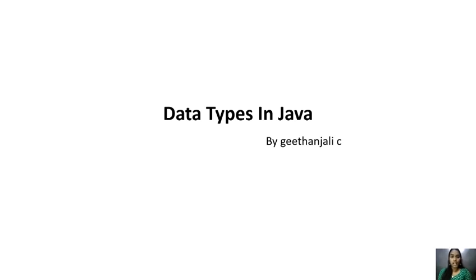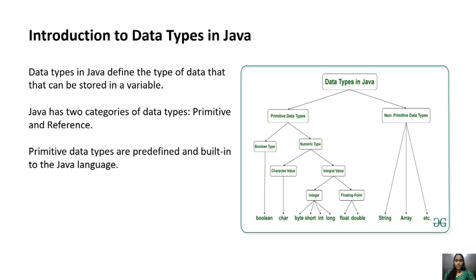Let's see what all the data types are in Java. Introduction to data types in Java. Let's see what is meant by data type first. Data types in Java define the type of data that can be stored in a variable. Java has two categories of data types. The first one is primitive and the other is non-primitive. Primitive data types are predefined and built into the Java language, but non-primitive are not built in and predefined.